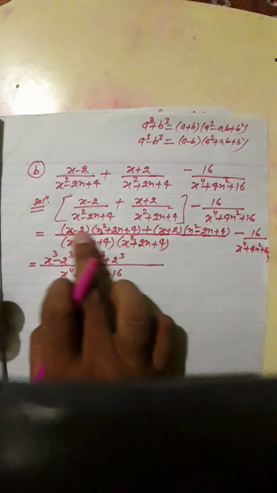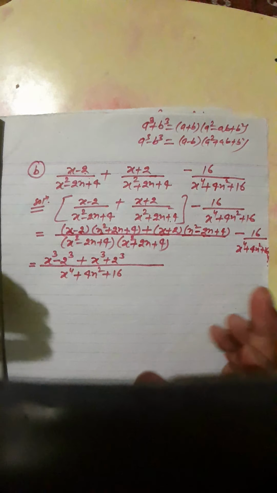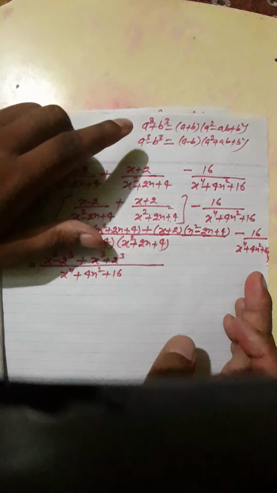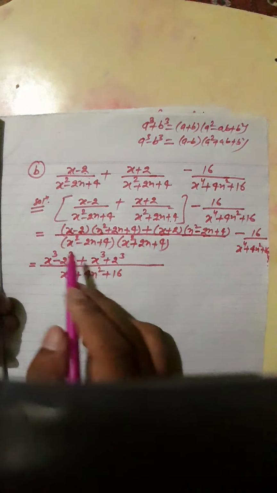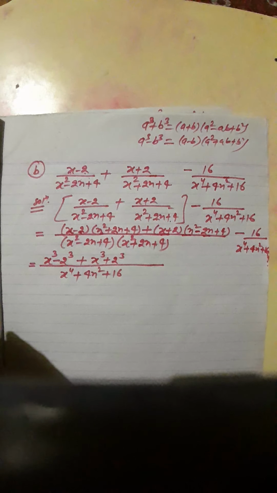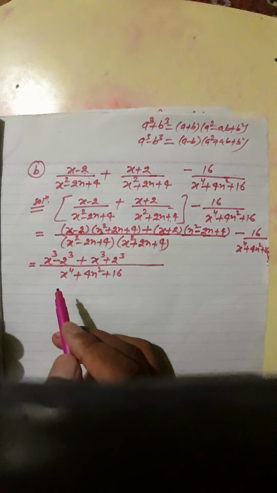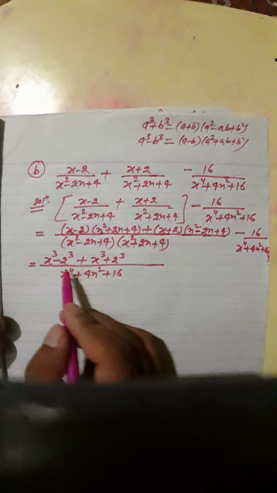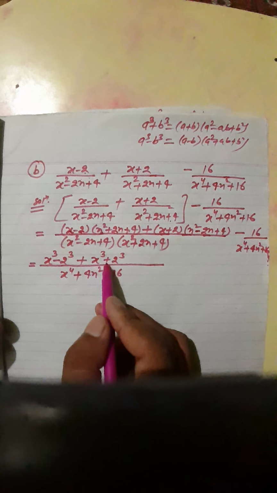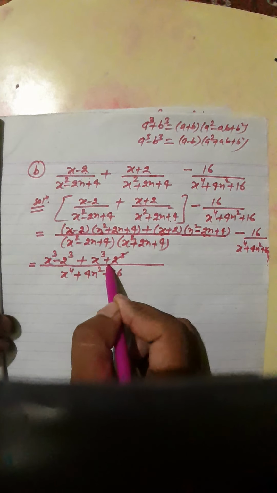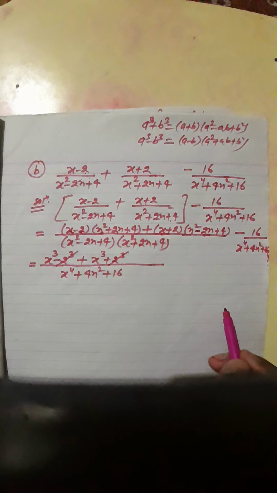So we have to check it here. If it is in a formula, then we can apply the a cube plus b cube and a cube minus b cube formulas. If it is not in a formula, then directly we have to multiply. So the formula makes it easier. We are getting very easily x cube minus 2 cube plus x cube plus 2 cube. So our simplification became simplest, and this we can cancel.